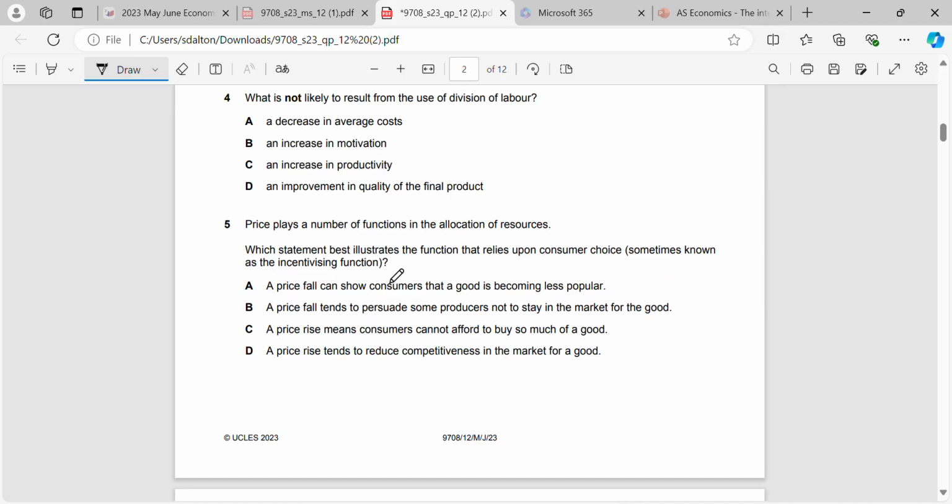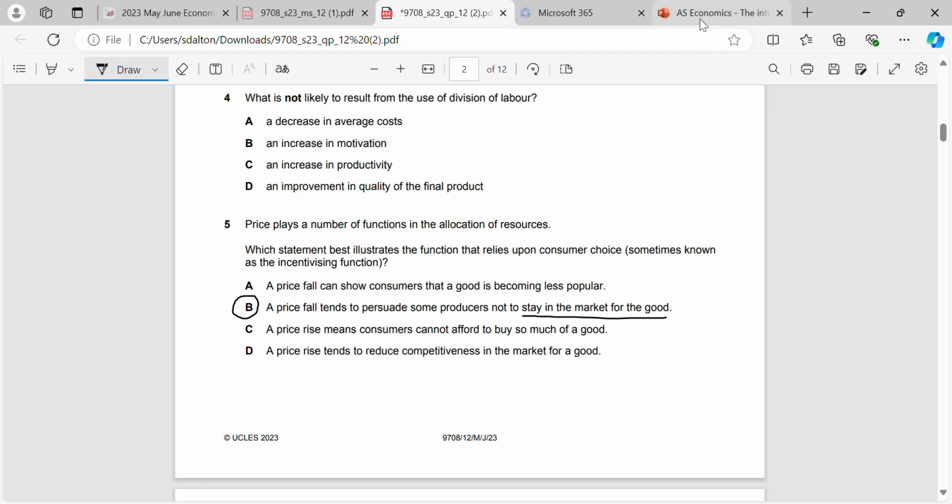Okay, question 5. So what I'll do for this one is I'll just give you the correct answer, because I'm conscious of time. Again, these questions you just need to be able to learn off the functions of the price mechanism. The correct answer is B, which is as price falls, it tends to persuade some producers not to stay in the market for good.